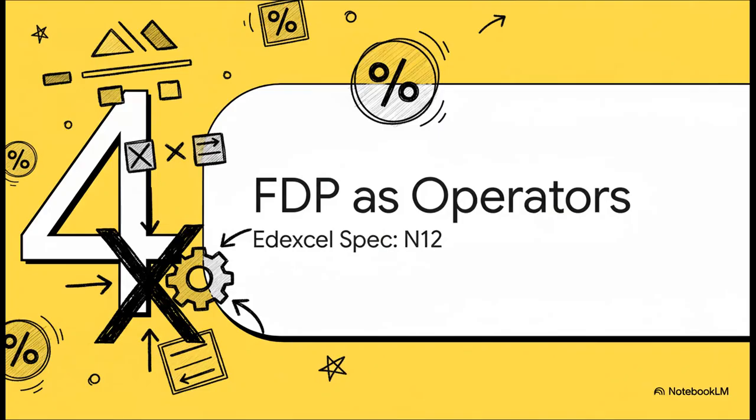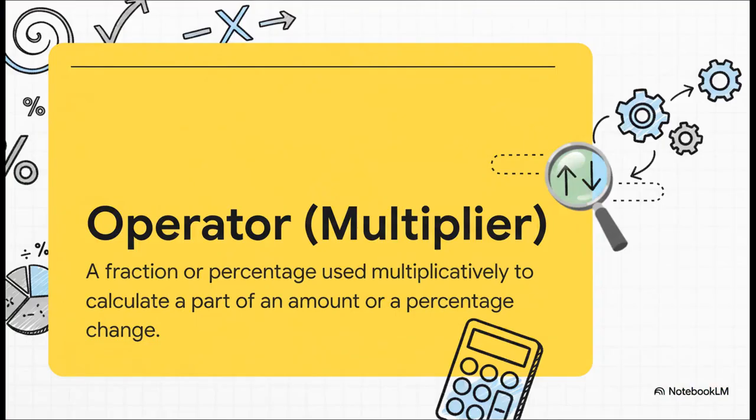Perfect. Okay, our final core skill for this session comes straight from specification point N12. This is all about thinking of fractions and percentages as operators. Basically, you treat them like little tools that tell you to multiply something. This whole idea of an operator or a multiplier, it's the secret to flying through percentage problems, especially those percentage increase and decrease questions you're bound to see on the calculator paper.